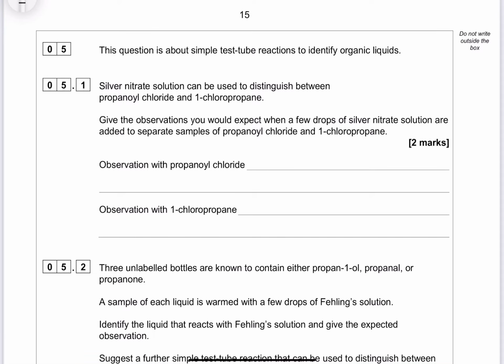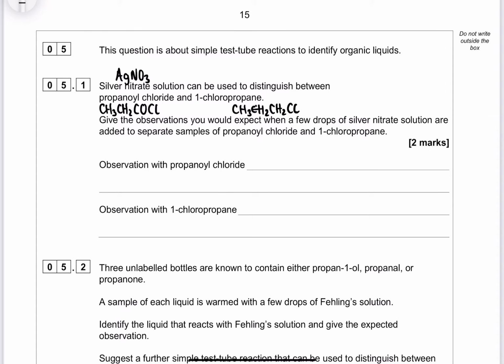This question is about simple test tube reactions to identify organic liquids. Silver nitrate, AgNO3, solution can be used to distinguish between propanoyl chloride, CH3CH2COCl, and 1-chloropropane, CH3CH2CH2Cl. Give the observations you would expect when a few drops of silver nitrate solution are added to separate samples of propanoyl chloride and 1-chloropropane.